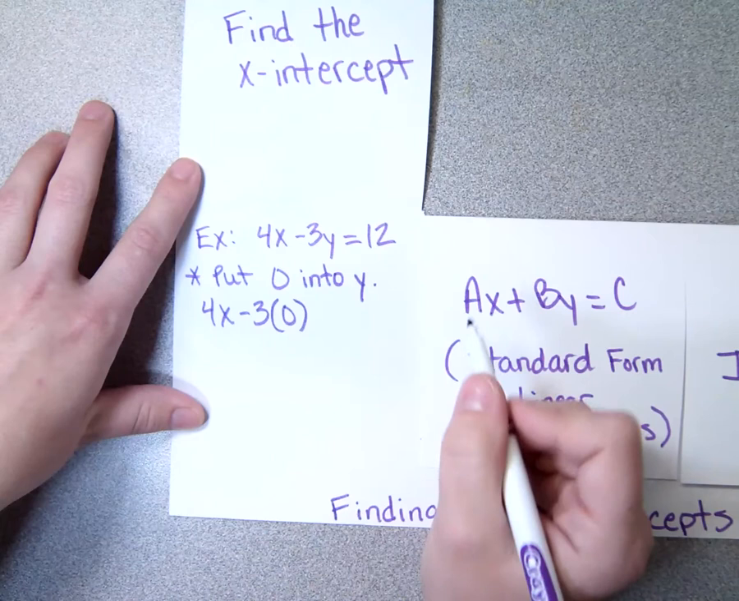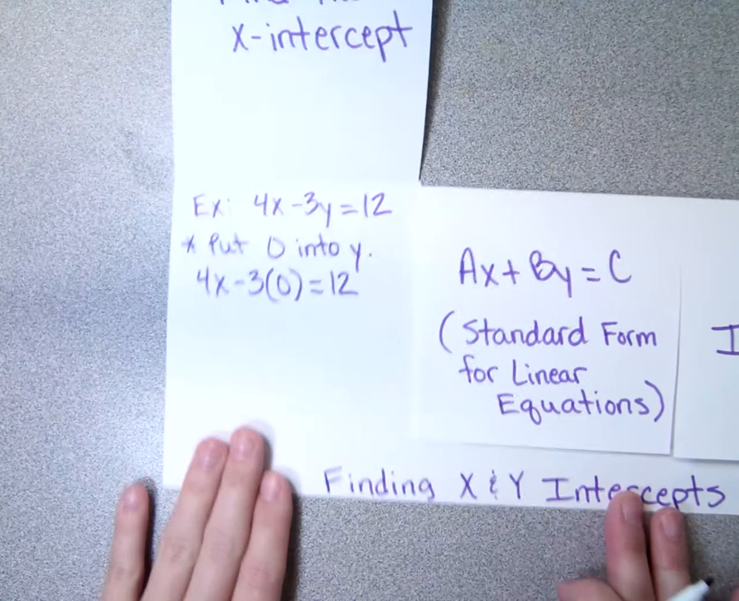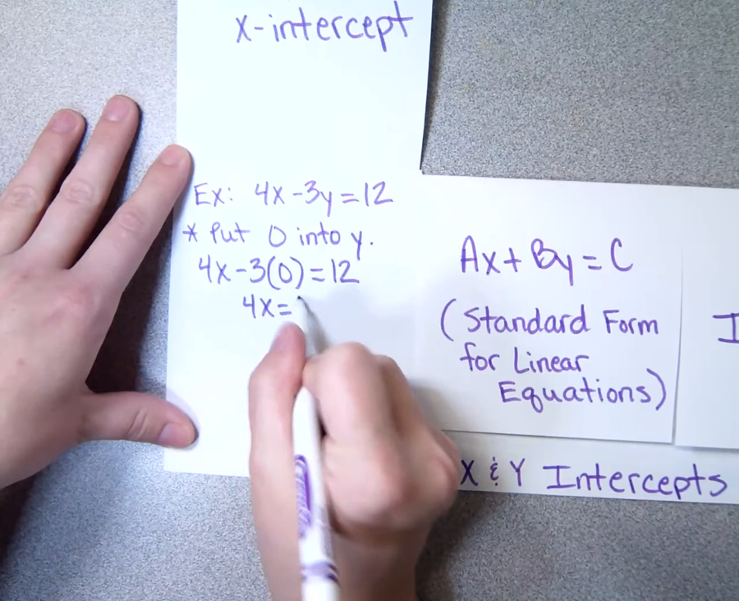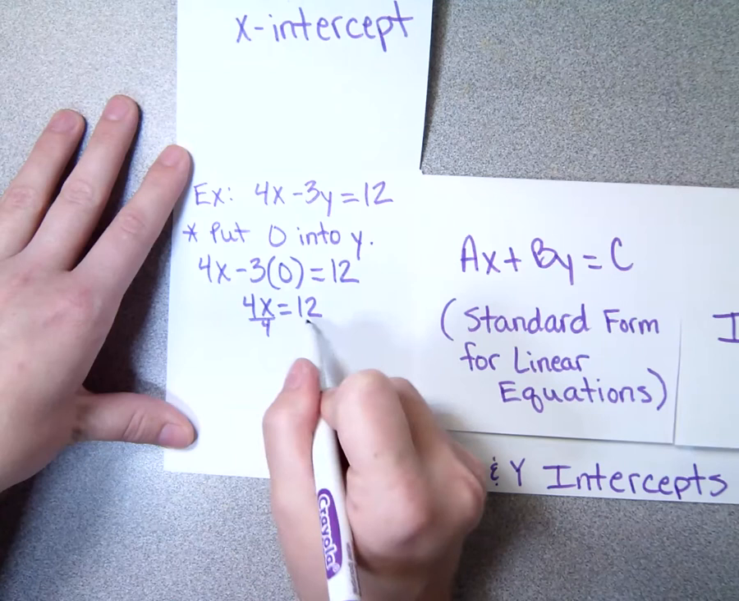Now I want to solve this for x. So what's 3 times 0? 0. That's gone. All you're left with is 4x equals 12. And what would you do to solve that? We would divide both sides by 4. And if you divide both sides by 4, you get x equals 3.